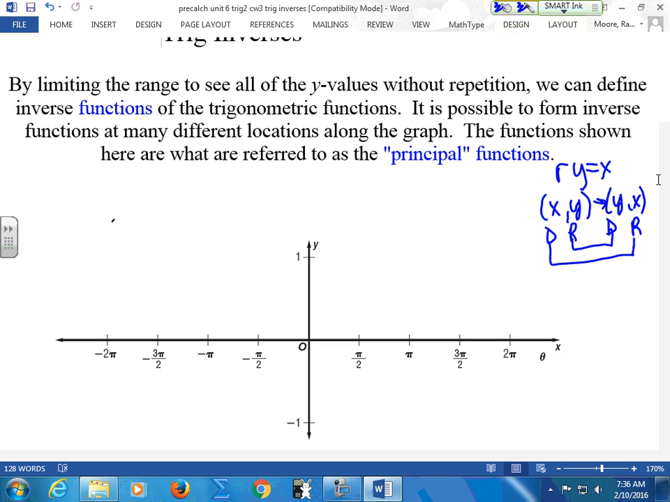Okay? So when we do this, we need to start off with a certain condition. For something to have a true inverse, it has to be a one-to-one function.